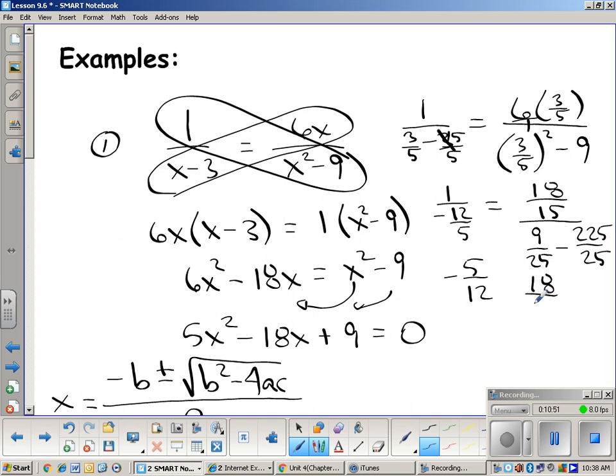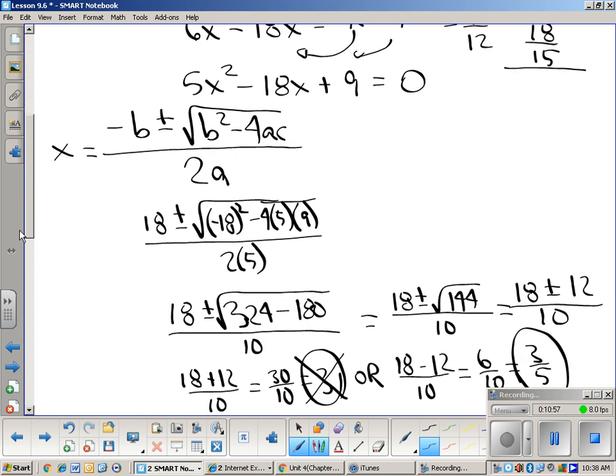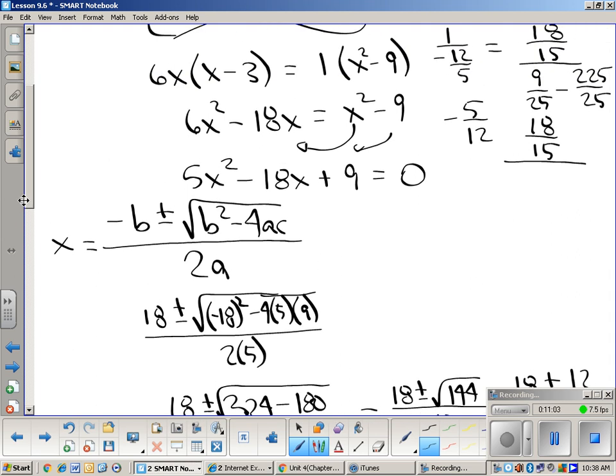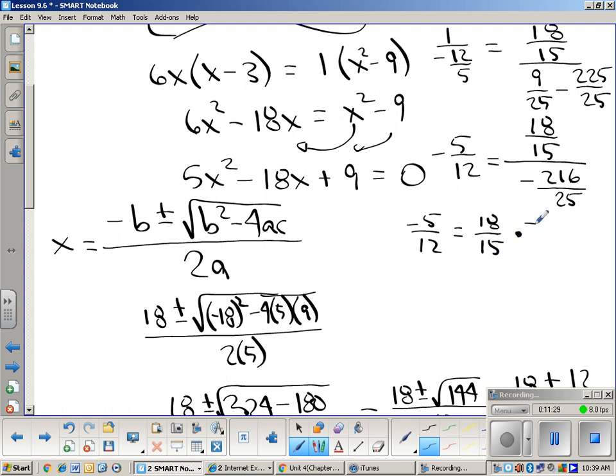So 18/15 over negative 216 over 25. Sorry, I didn't leave myself enough room here. Okay, so negative 5/12 equals 18/15 times, if I flip that over, it's negative 25 over 216.